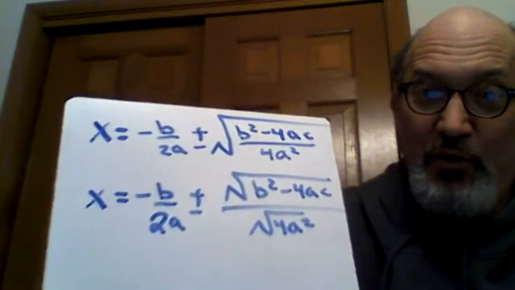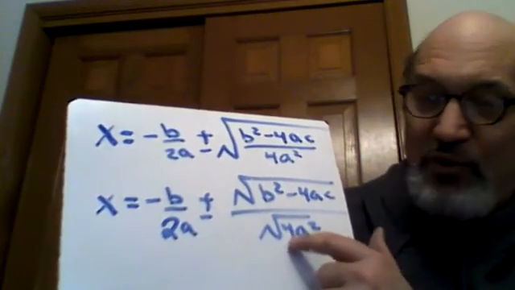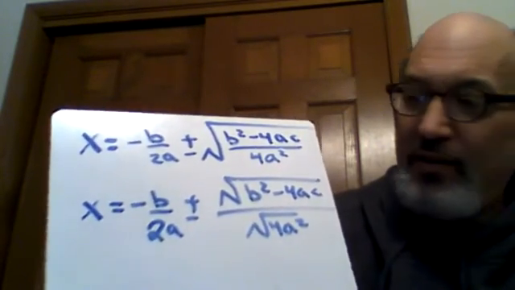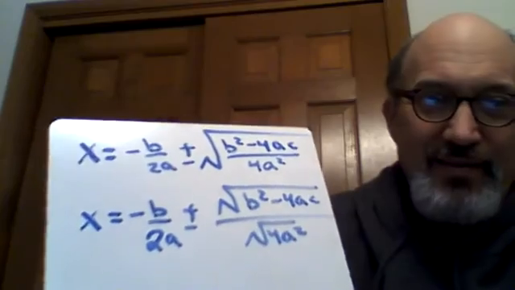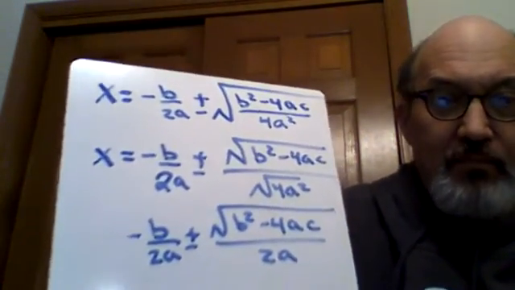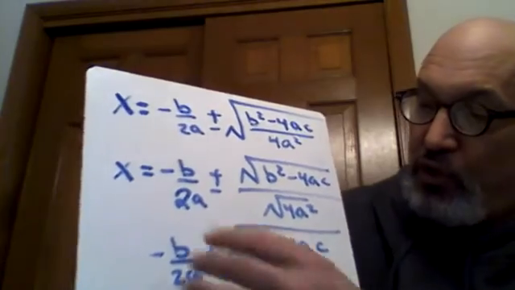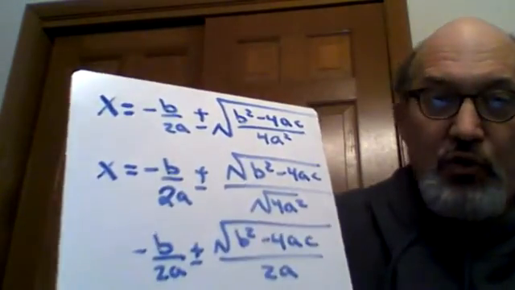You may not need me to do the final step. Because what is the square root of 4a squared? It's 2a. It's the same as that denominator. So negative b over 2a plus or minus the square root of b squared minus 4ac all over 2a. I'm not going to write the final step because the final step is to just add these two fractions.